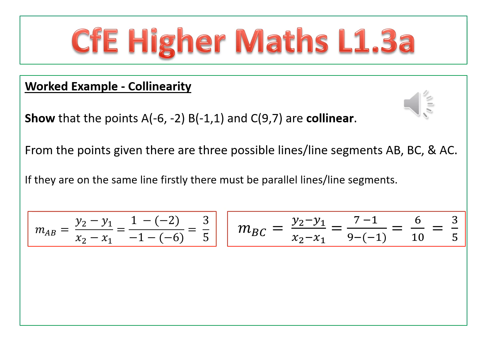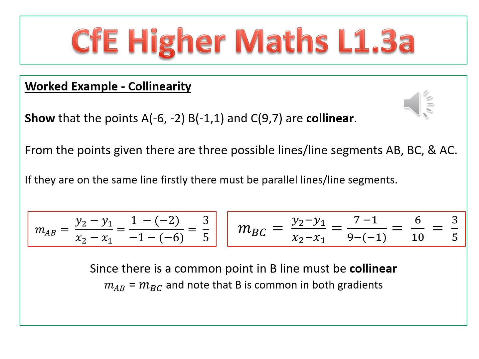This tells us that for these 2 points, the gradients are the same. Since we have a common point, B, in both cases, then the line must be collinear. Job done.